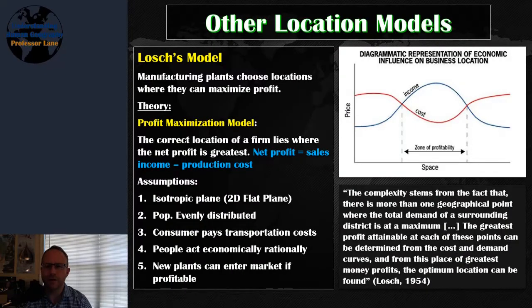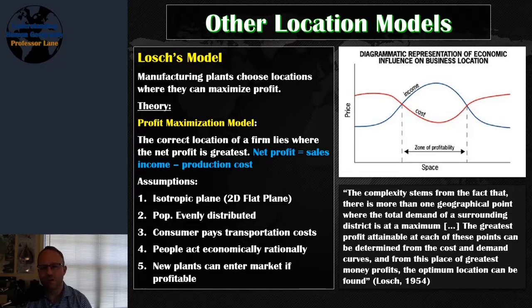Okay, so the final locational model that we'll discuss is August Loesch's profit maximization model. Published in an essay in 1954, the profit maximization model completely disregarded Weber's least cost theory. Loesch argued that while access to raw material and transportation costs are important, the only variable firms use to determine location is profit. When deciding to locate firms or factories, the business will determine the location based on the cost and demand curve, where revenues are highest and costs are lowest.